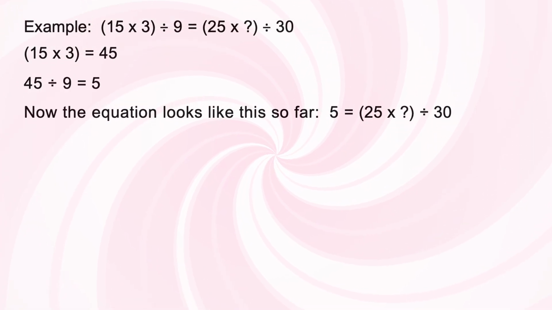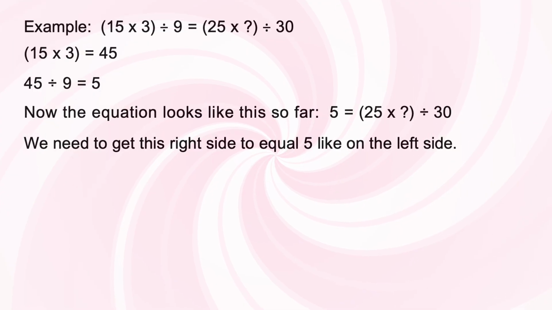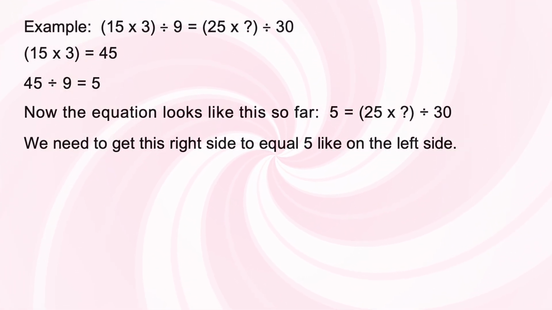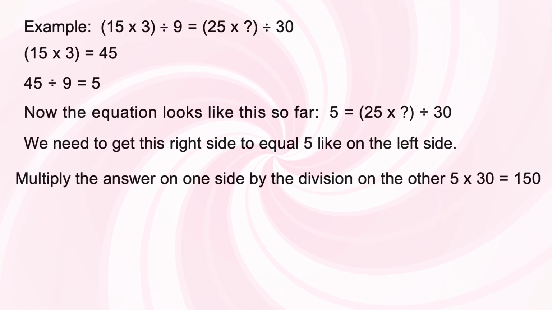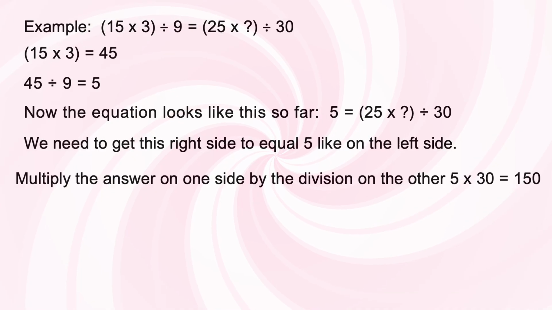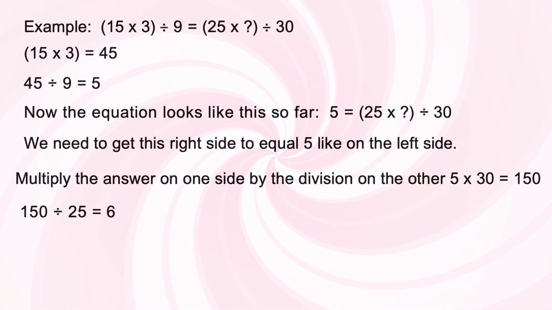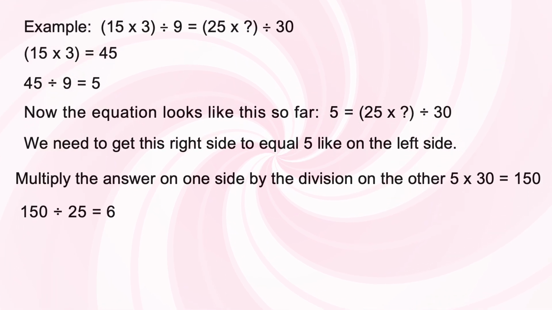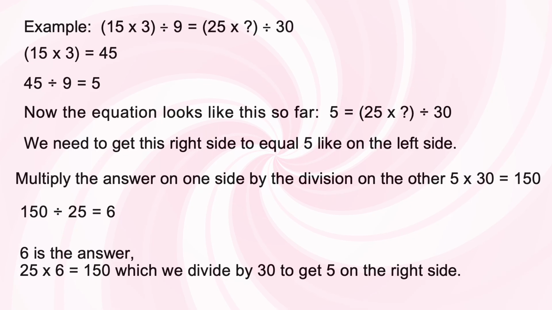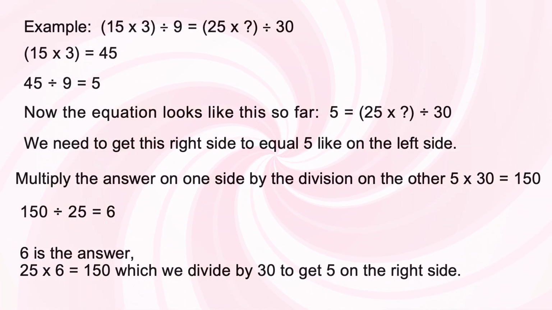5 equals 25 times something divided by 30. We need to get this right side to equal 5, like on the left side. Multiply the answer on one side by the division on the other. 5 times 30 equals 150. 150 divided by 25 equals 6. 6 is the answer. 25 times 6 equals 150, which we divide by 30 to get 5 on the right side.